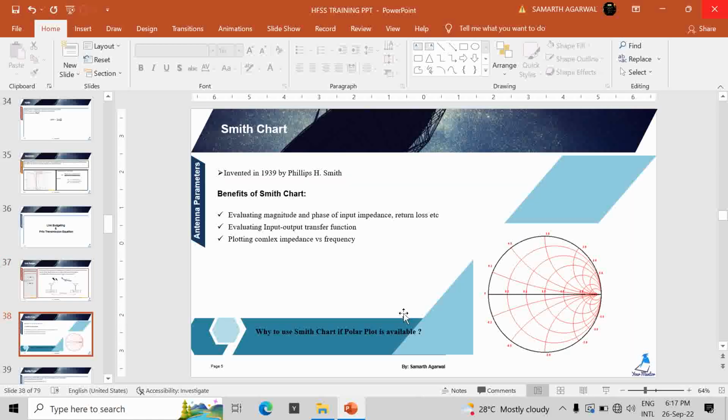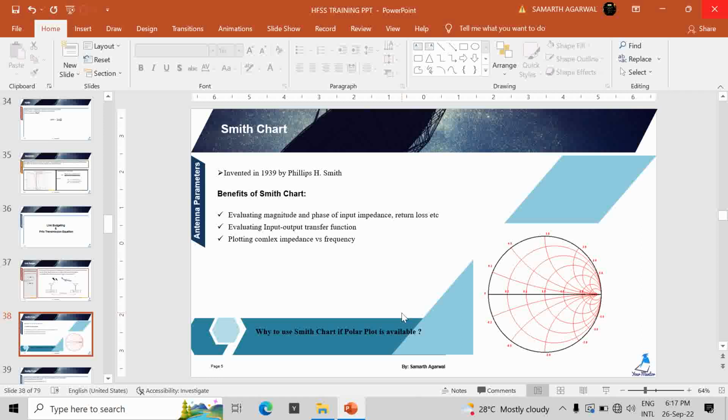Now this Smith chart is also very, very important. It was invented in 1939, almost 90 years back, and it was developed by Phillip H. Smith. That's why it is named the Smith chart. Now what is the benefit of the Smith chart? Evaluating magnitude, phase, input impedance, and return loss, etc., which I've already told you during the S-parameter session. Then it can also be used for evaluating the input-output transfer function.